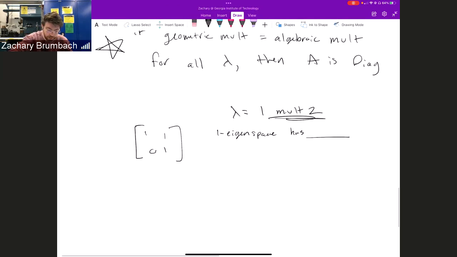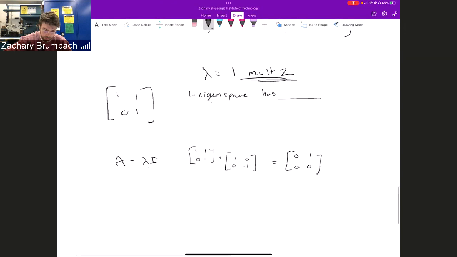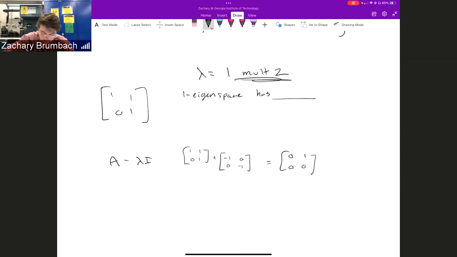Okay? Easiest way to check is we take A minus lambda I, which in this case is 1, 1, 0, 1, minus this lambda, which is 1. So I'll factor that in, okay? So this is obviously equal to 0, 1, 0, 0. And how many free variables does this have? Just the 1, right? Just one free variable here. One free variable, thus one eigenvector for lambda equals 1.